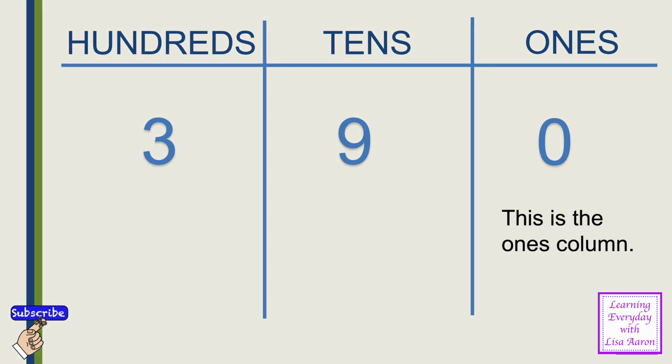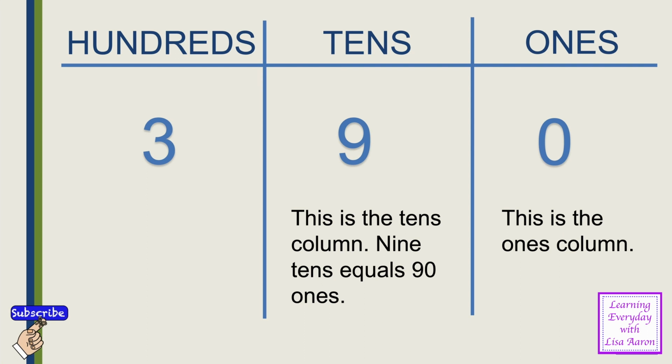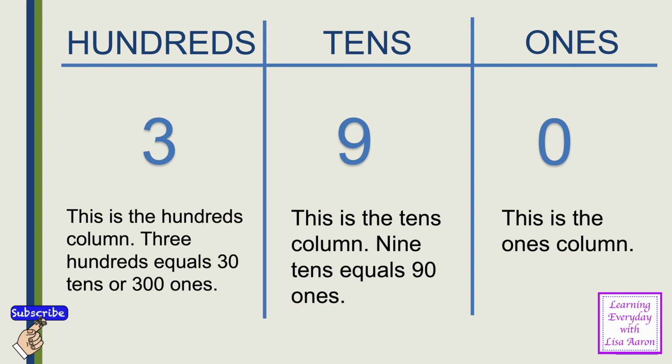This is the ones column. It has a 0. The 0 is being a placeholder. This is the tens column. 9 tens equals 90 ones. This is the hundreds column. 3 hundreds equals 30 tens or 300 ones. This number is 390.